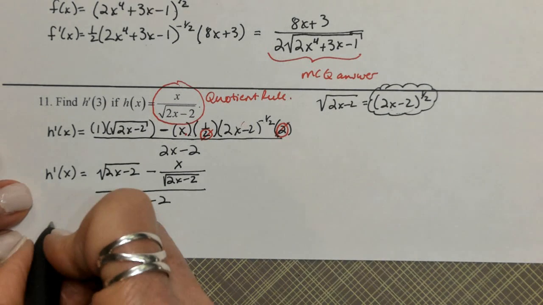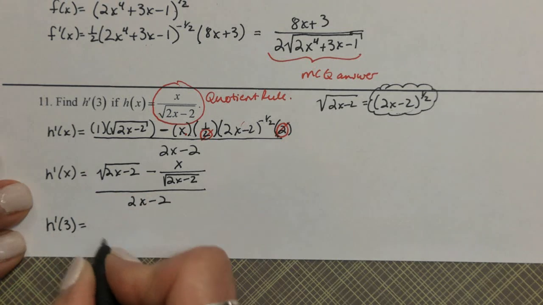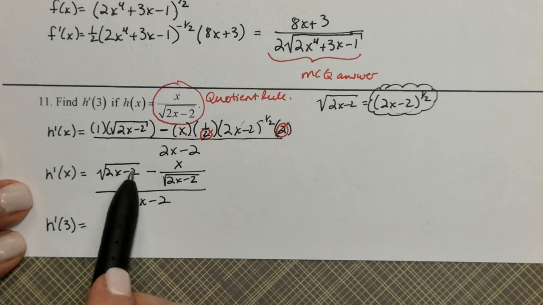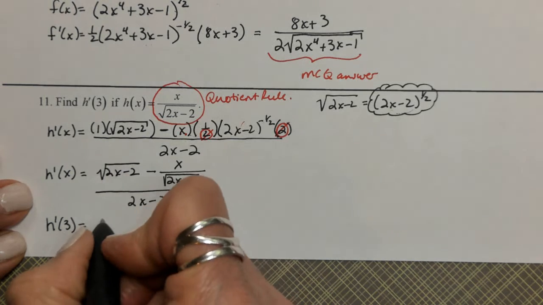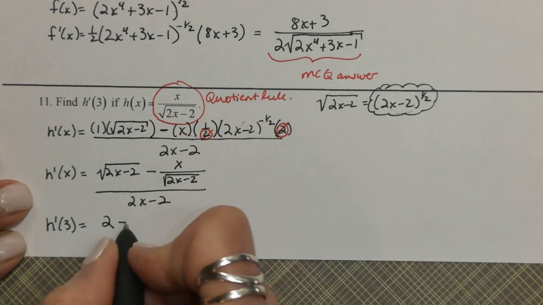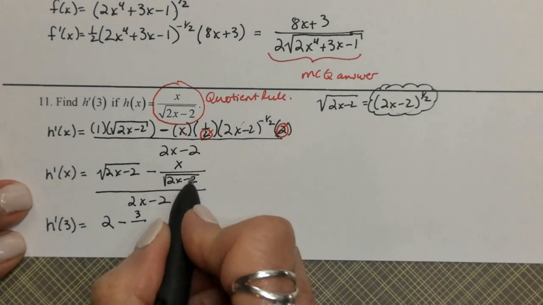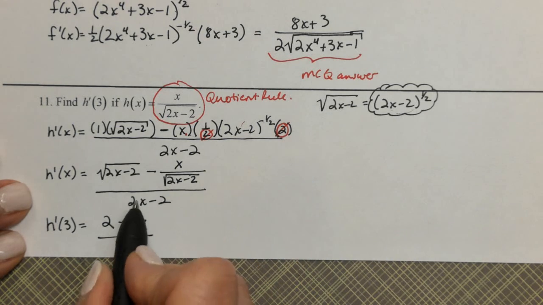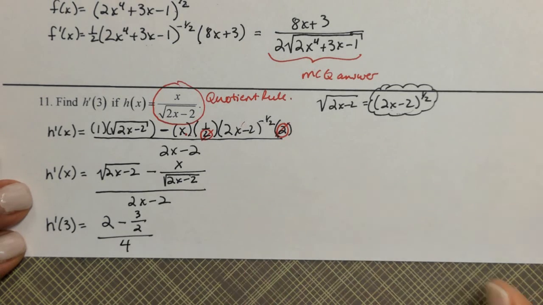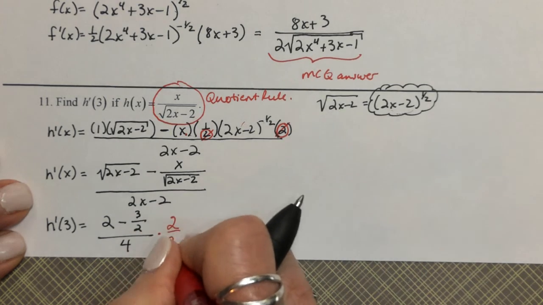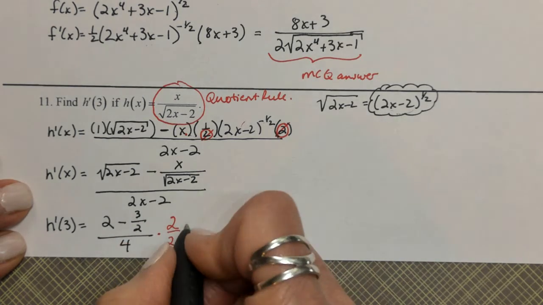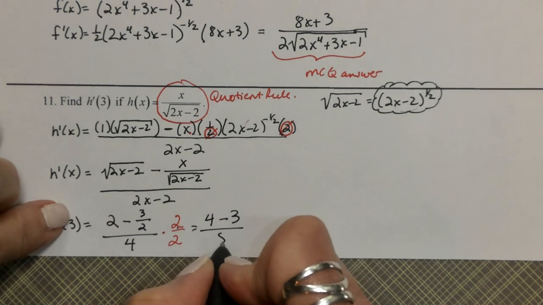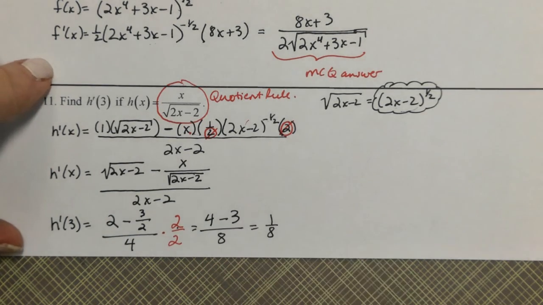Alright, now I'm going to plug in 3 for x. And when I plug in 3 for x, 2 times 3 is 6, 6 minus 2 is 4, and the square root of 4 is 2. So that is just 2. Minus 3 divided by that same thing that we just found, that was 2. All divided by 6 minus 2, which is 4. I'm going to multiply top and bottom by 2 to get rid of this little denominator here. And I have 4 minus 3 all over 8, which is 1/8.